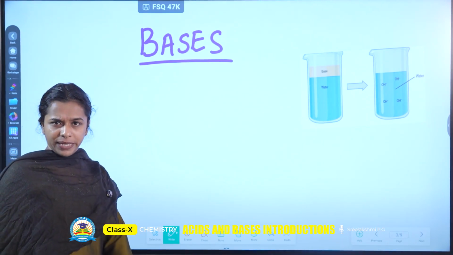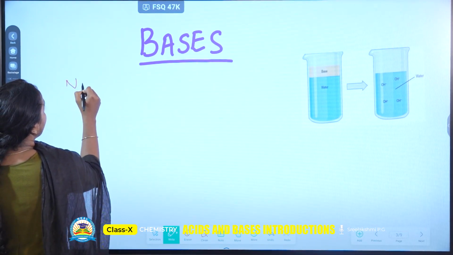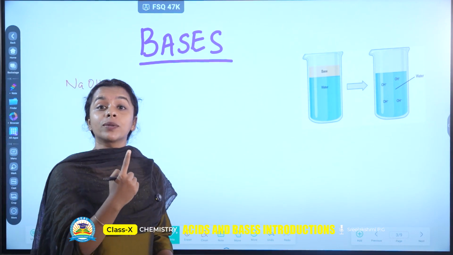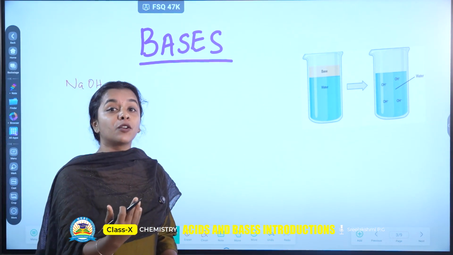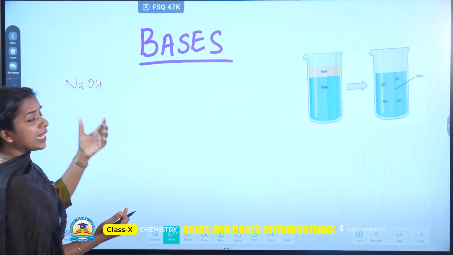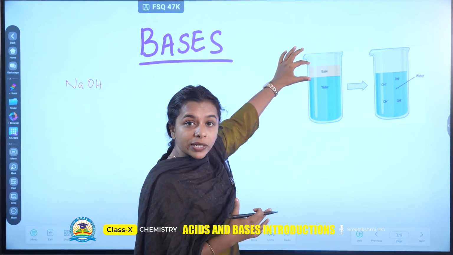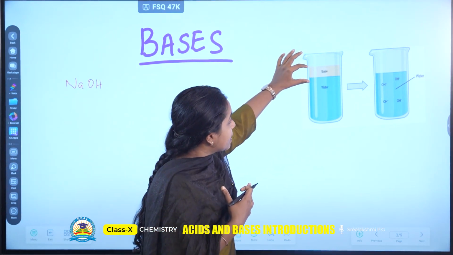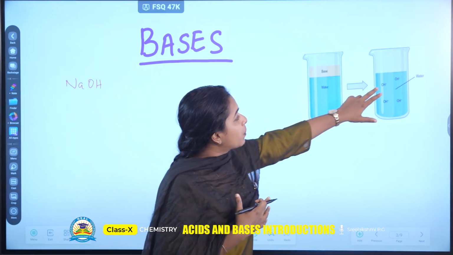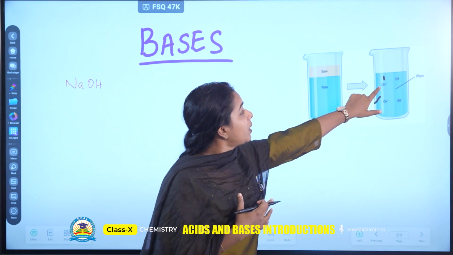Now what is meant by a base? Here also we will consider one example, that is NaOH. What is NaOH? Sodium hydroxide. OH minus ions are known as hydroxide ions. Okay. So this NaOH solution, when you dissolve into water, here you can see a yellow part, right? That yellow part is a base. And that base dissolves in water. It will produce OH minus ions.